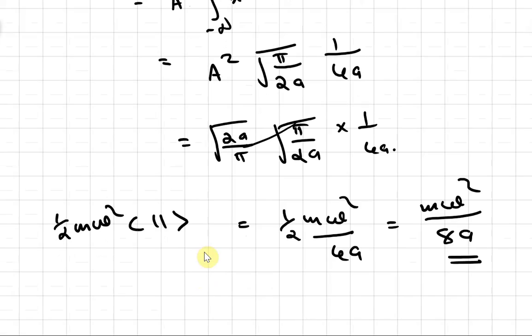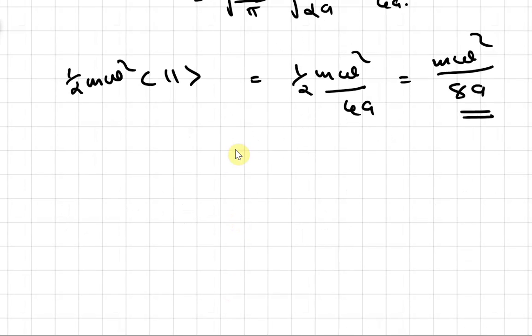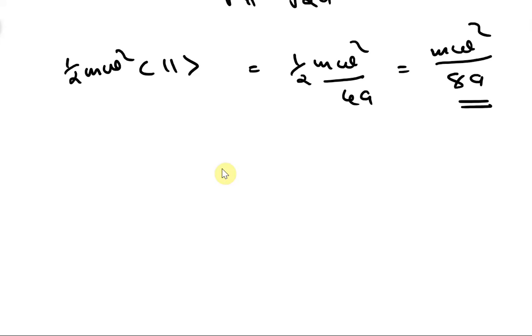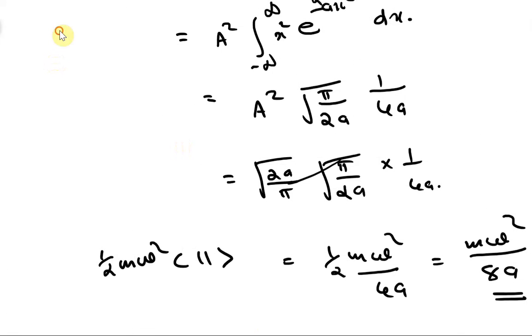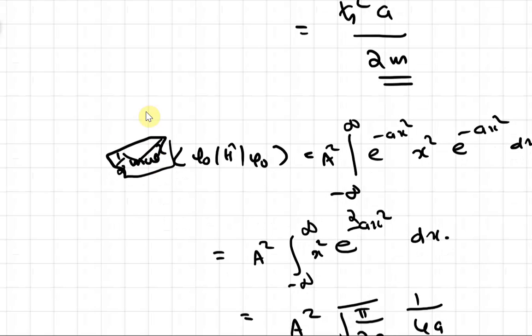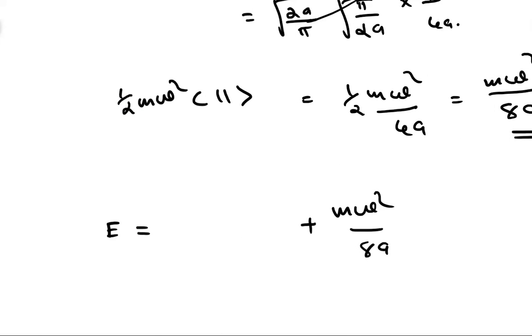Now our energy function E is going to be the summation of this term and the second term, which I know is m omega square divided by 8a, and the first term is going to be h cross square a by 2m. So this is your final energy expression.